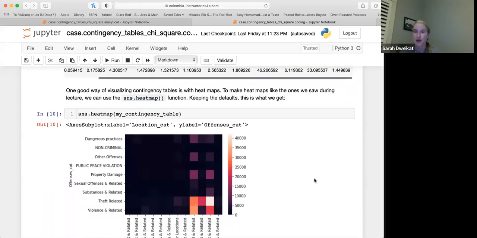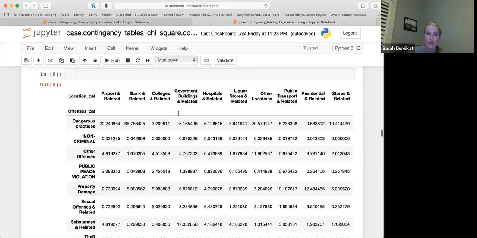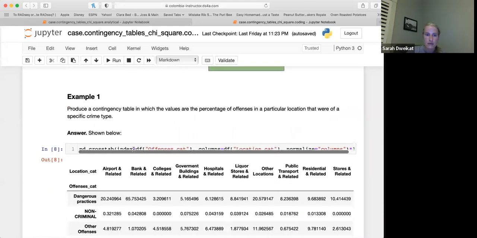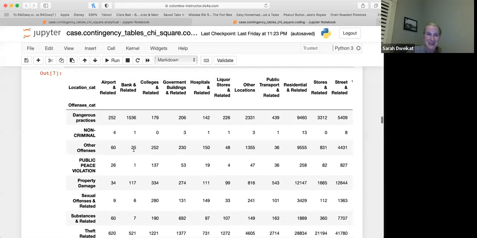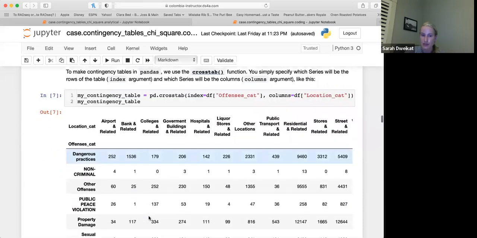So heat maps are also pretty simple to do here. All we have to do is use the seaborn package, sns.heatmap, and then my contingency table, which was what we named. Let me go back up. Sorry, it's all the way up here. We named that here, my contingency table. So we named this variable when we made this count here.